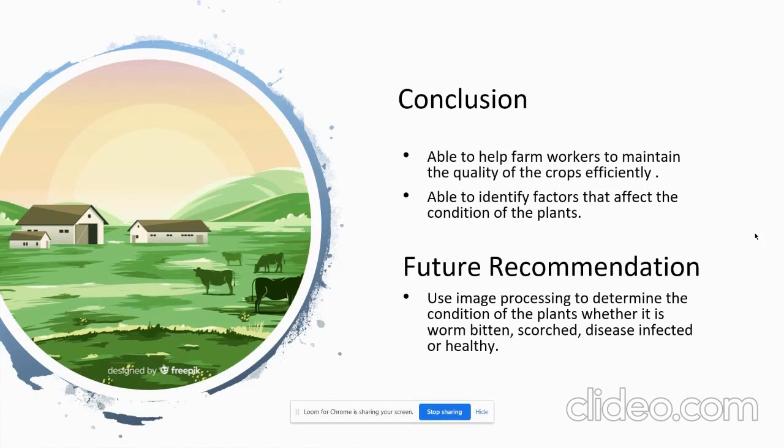As a conclusion, this solution is able to help farm workers to maintain the quality of the crops efficiently and is able to identify factors that affect the condition of the plants, such as moisture value, fertilizer pH, soil nutrition, and so on. And for the future recommendation, we would recommend using image processing to determine the conditions of the plants, whether it is worm-bitten, scorched, disease-infected, or healthy.